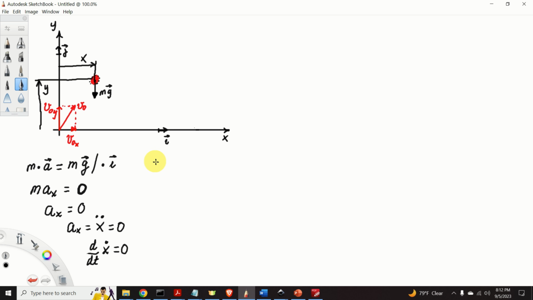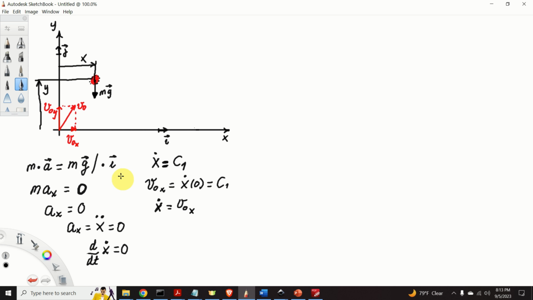From this equation, we obtain that x dot should be equal to some constant. And let's denote this constant by C1. Let us determine this constant. We can determine this constant from the initial condition of the velocity. We know that v0x is actually equal to x dot of 0, and if we substitute this over here, we will obtain that C1 is actually equal to v0x. Consequently, x dot is equal to v0x.